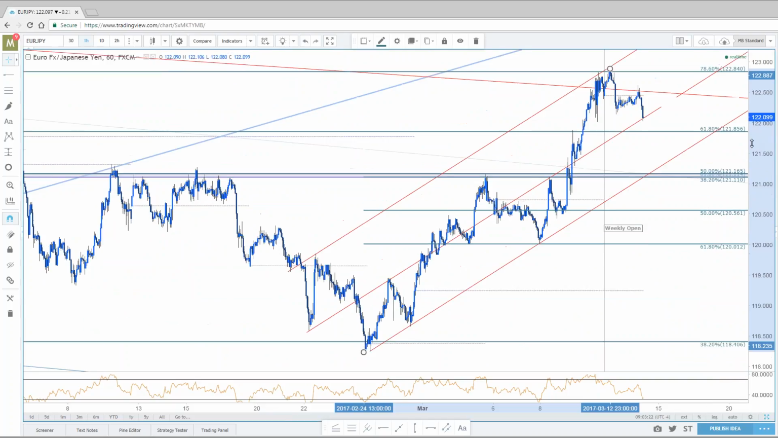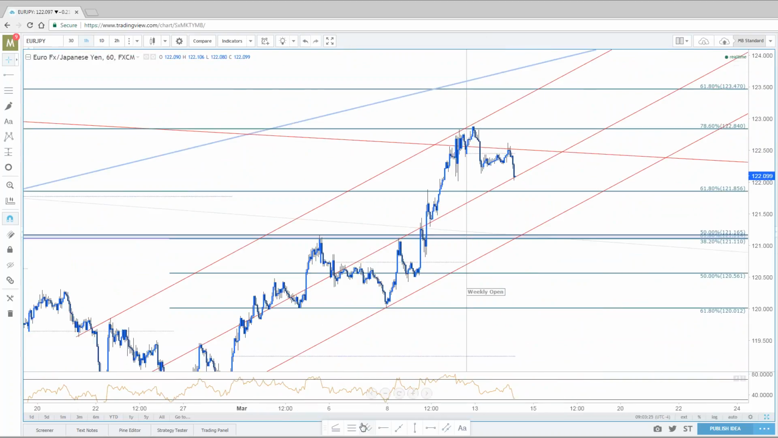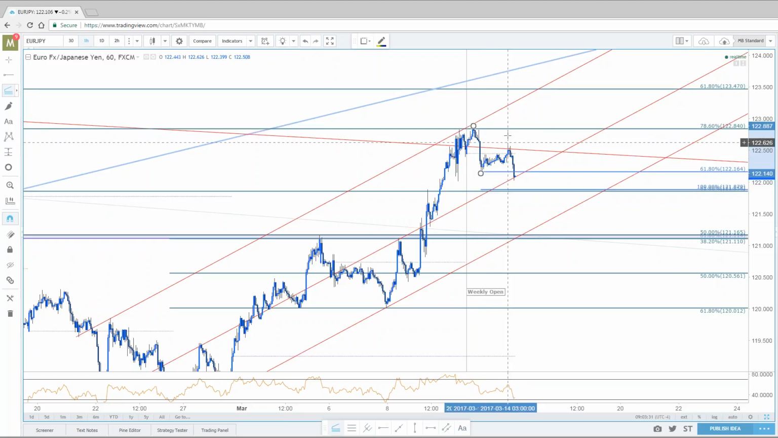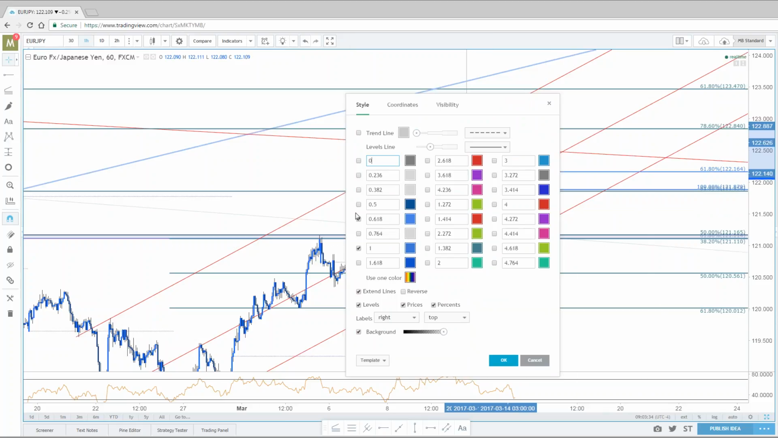And again, I don't want to get too granular, but an extension off this high might be fruitful. Okay, the 100's right down there.